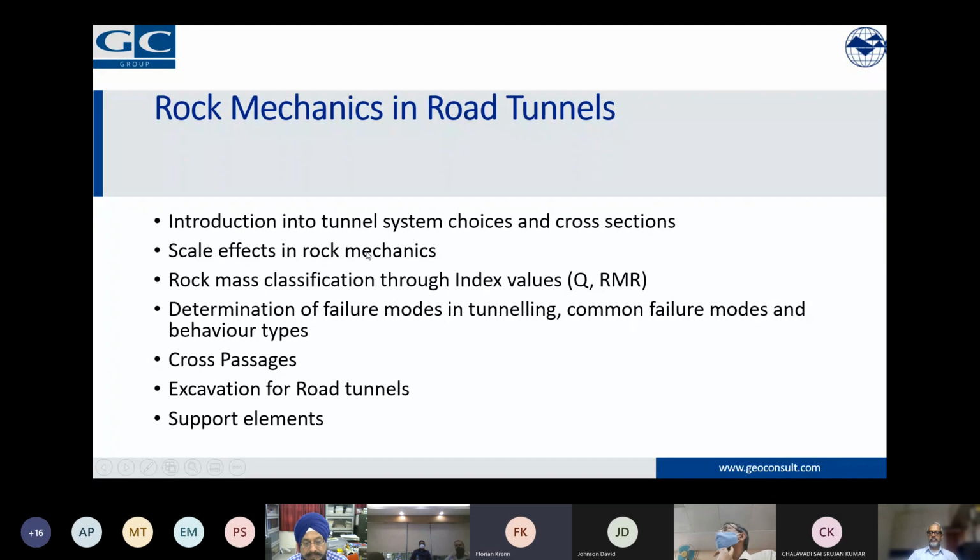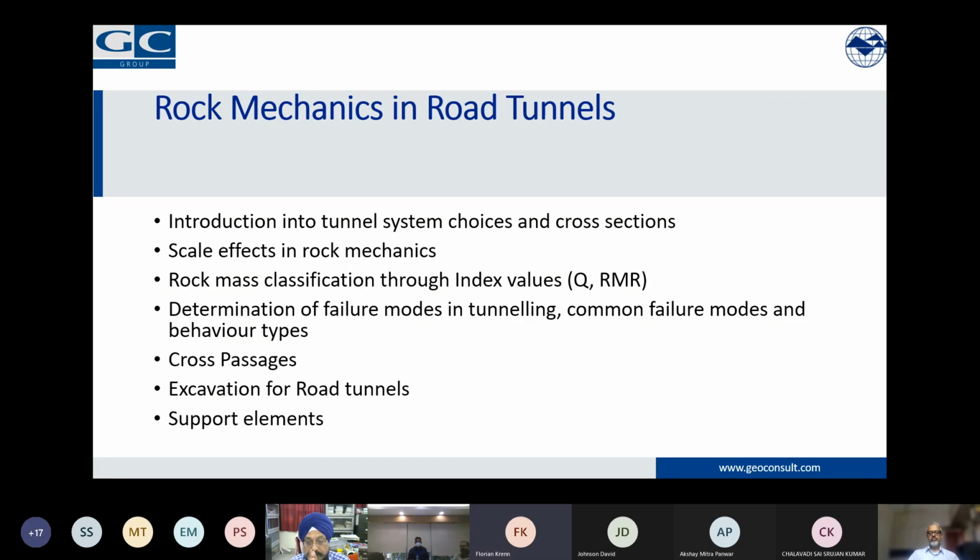Then I will shed a brief light on the scale effects in rock mechanics. I will go a little bit through the rock mass classifications regarding two of the most popular index values, that's RMR and Q value. And then some discussion on the determination of failure modes in tunneling, and then some common failure modes and behavior types. This is something where I'm coming from, so to say, the school of rock mechanics and tunneling.